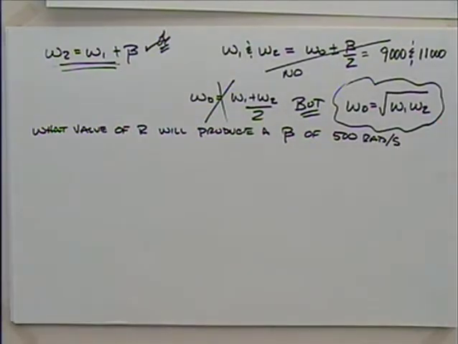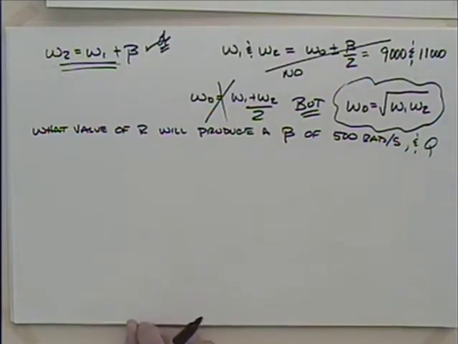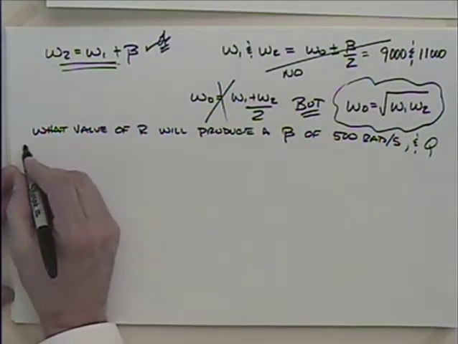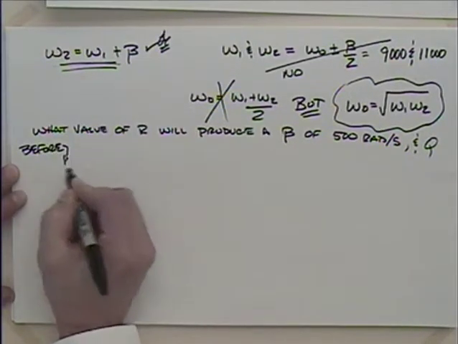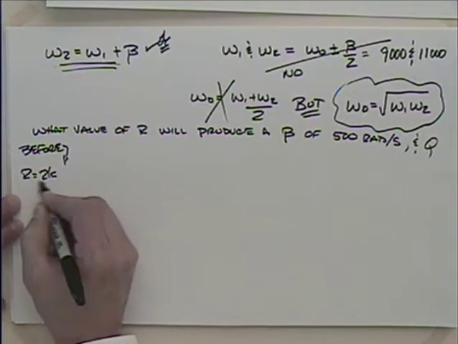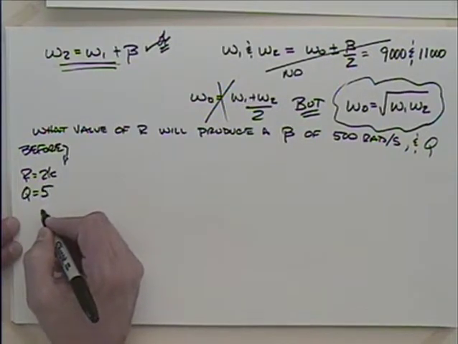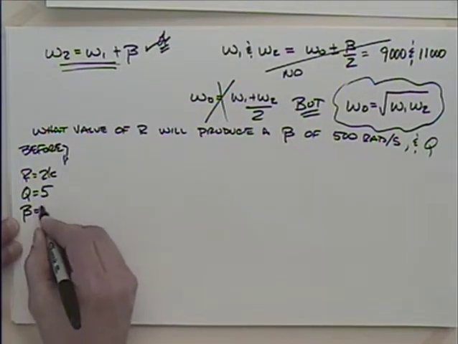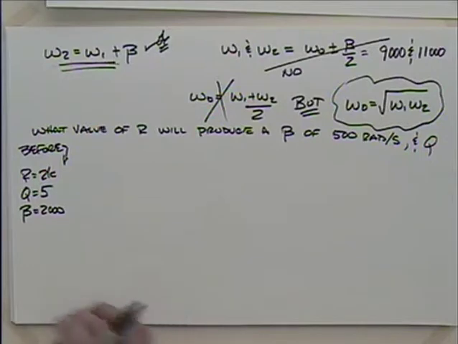So let's say that you want to tighten up the bandwidth. You want to go from 2,000 to 500. So you'd like to figure out what value of resistance will produce a bandwidth of 500 radians per second, and we'd also like to find Q at that. Okay, so to reiterate what we had before: we had a resistance of 2K, a quality of 5 and a bandwidth of 2,000. So now we would like a bandwidth of 500. Let's see if we can make that happen.